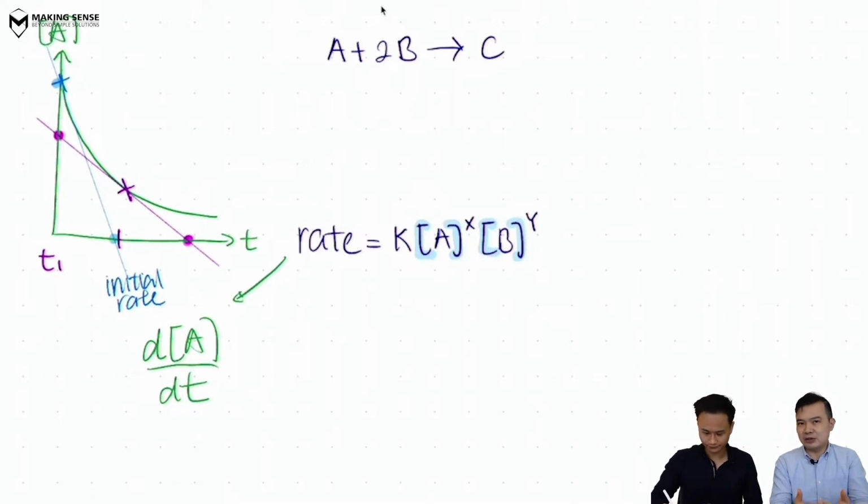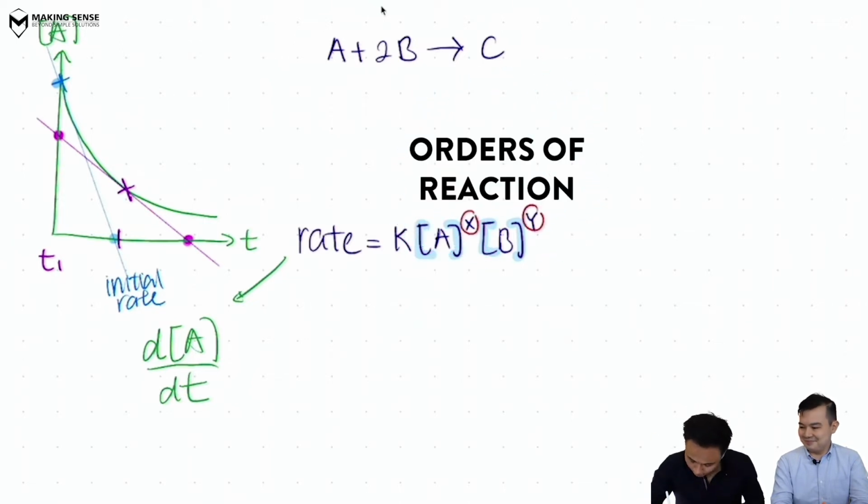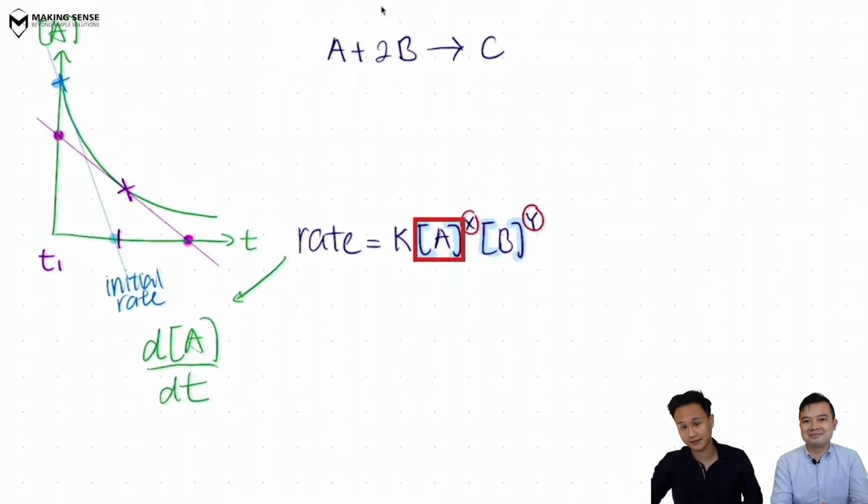So, one of the things that you notice is that the rate sometimes could be more dependent on one reactant than the other. How is it represented in this rate equation then? Well, you need to look at the powers that the concentrations are raised to. Right. And the larger this power is, the more it affects the rate of reaction. So in chemistry, we call this the orders of reaction. So we would say the order of reaction with respect to A is x, and the order of reaction with respect to B is y.